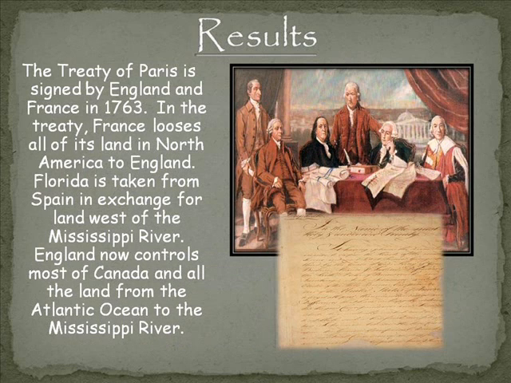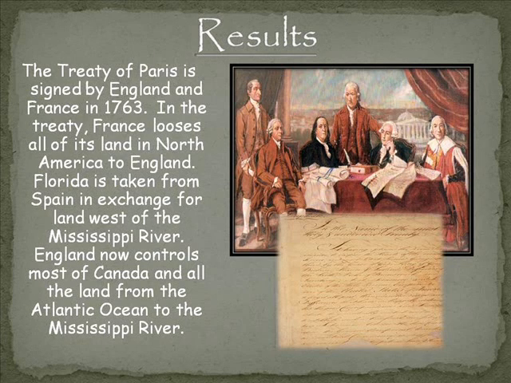Now, some further results from this conflict. The Treaty of Paris is signed by England and France, and there are 3 major parts to it. First, in the treaty, France loses all of its land in North America to England. Second, Florida is taken from Spain in exchange for land west of the Mississippi River. And third, England is now in control of most of Canada and all the land from the Atlantic Ocean to the Mississippi River.